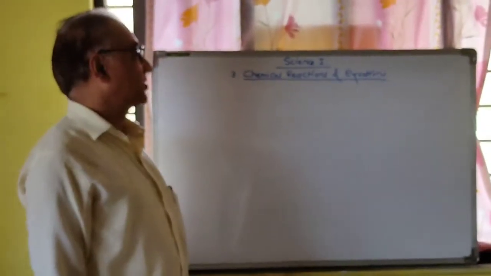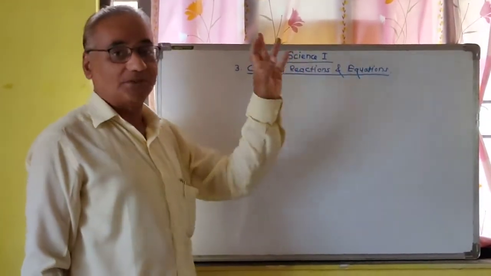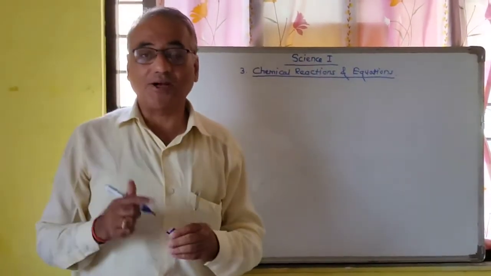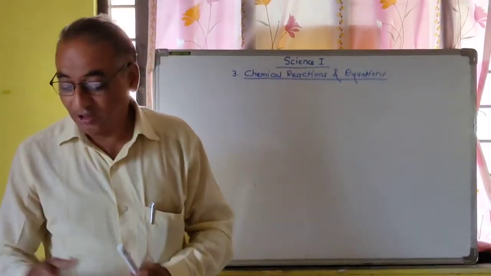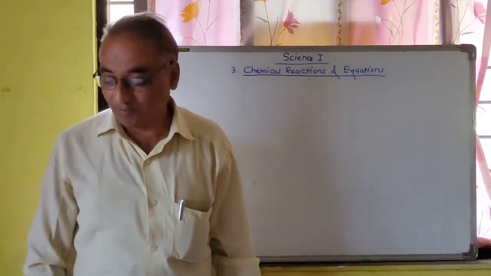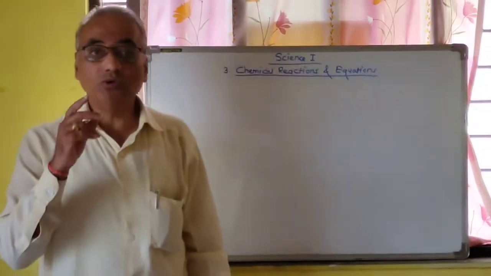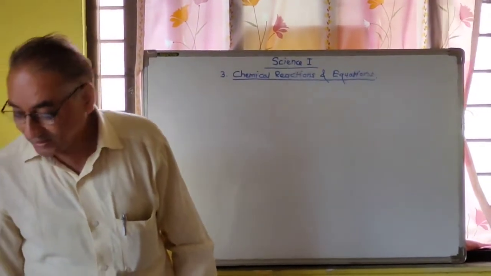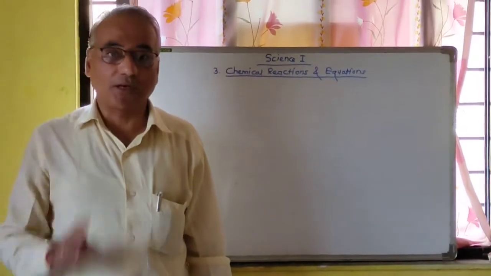Hello friends, today we are going to start chapter number 3, Chemical Reactions and Equations, of Science Part 1. Before starting this chapter, let us understand what topics are involved. The first topic is chemical reaction. The second is rules of writing a chemical equation. The third is balancing a chemical reaction, and the fourth is types of chemical reactions.